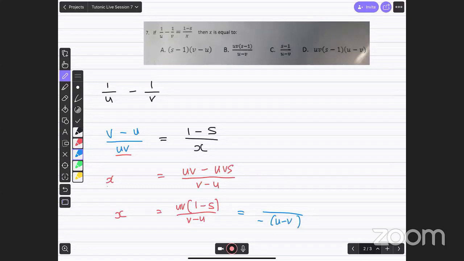Okay, and then Iman, what else did you do? Then at the top, you take out the negative from the bracket, so you'll get negative uv into s minus 1. And then the negatives would cancel and you'd be left with a positive, and that would be the second answer, B. Ayan, do you see that? Yes.